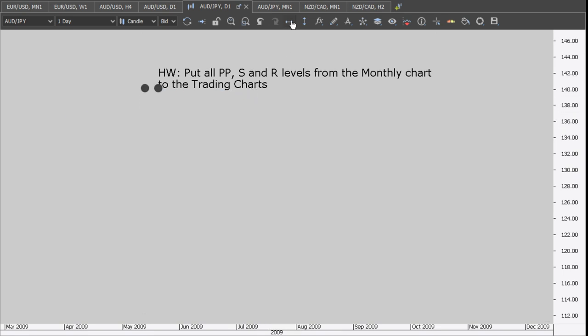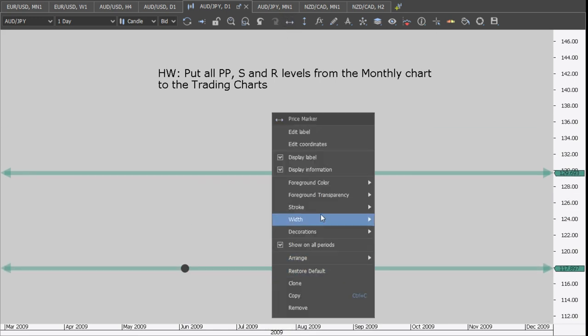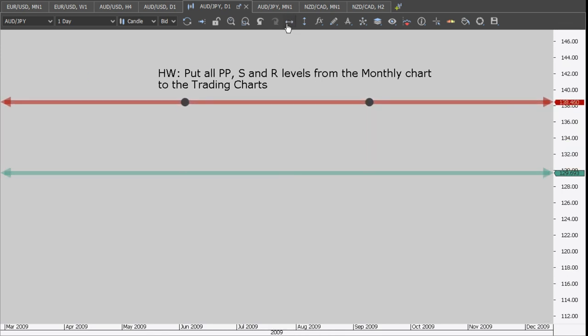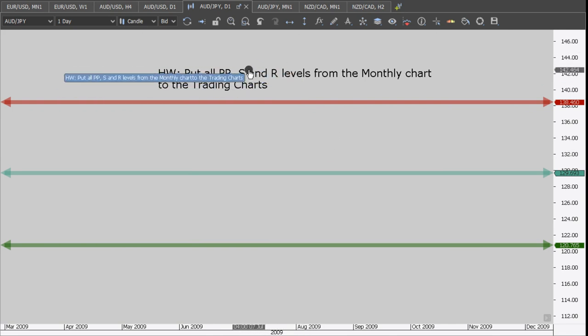If you are trading on the 15 minute chart, you should have the pivot points on your chart, you should have the resistance from the monthly, and you should have support from the monthly. Okay? You should have all of these levels from the monthly chart on your 1 hour chart, 2 hour chart. If you are trading from the 1 hour chart and the daily is your confirmation chart, you should have all the pivot points and support and resistance levels from the monthly on the 1 hour and daily.